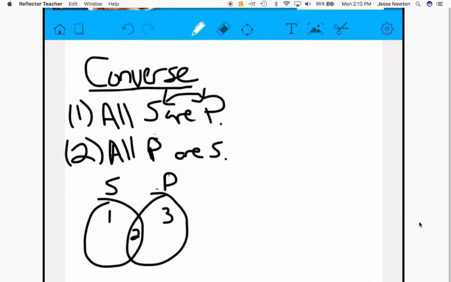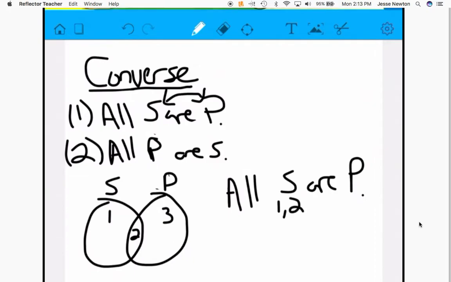If you're saying all S are P, remember, S is equal to region 1 and 2. Students always have a hard time with this, and I understand why. It's because you have to think backwards on this. But once you get it, it'll make sense.